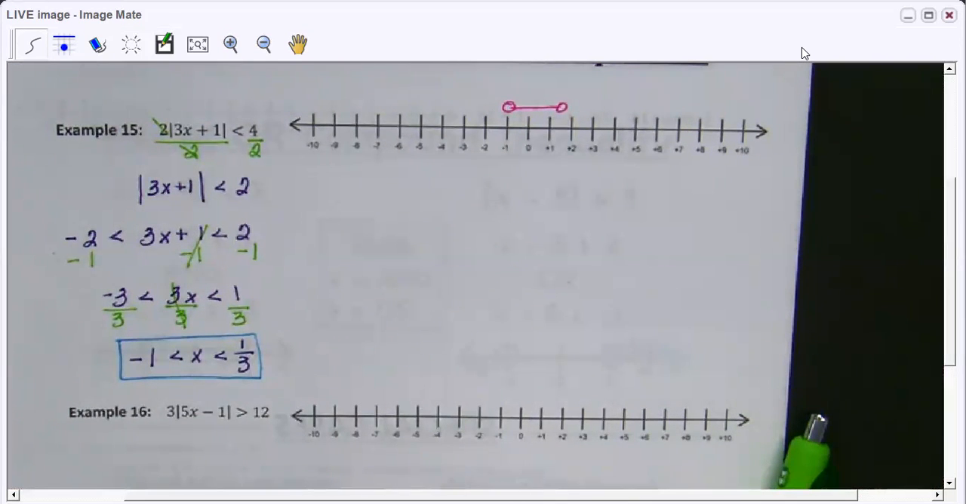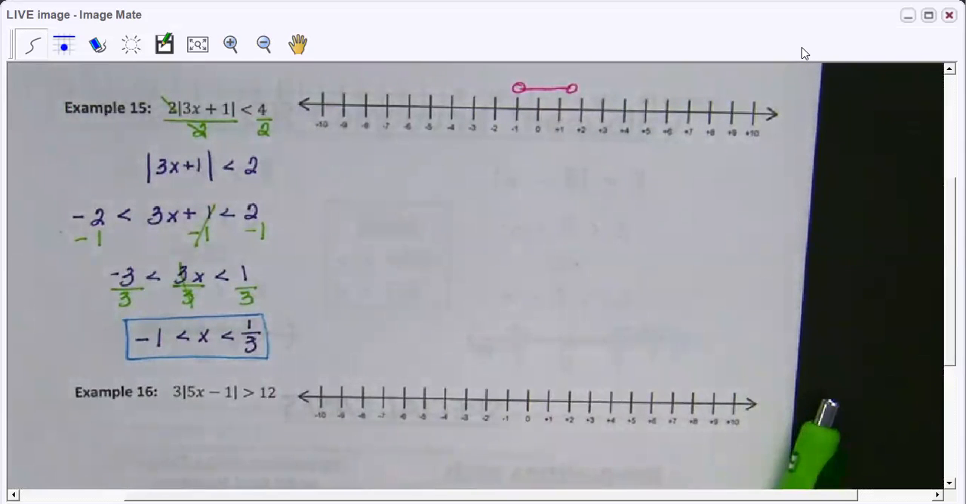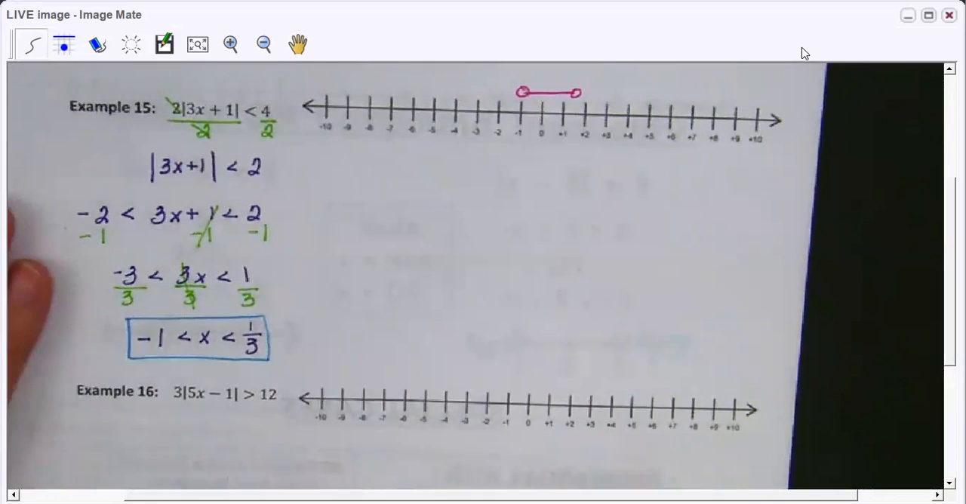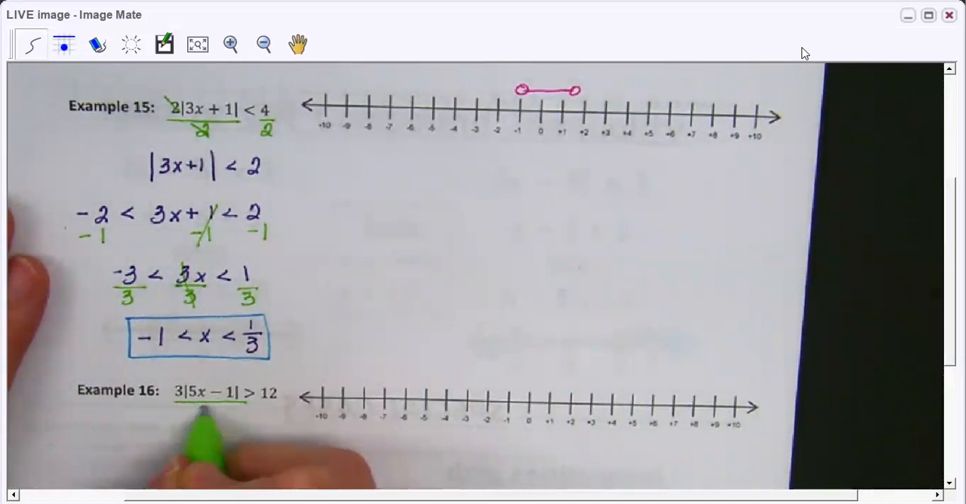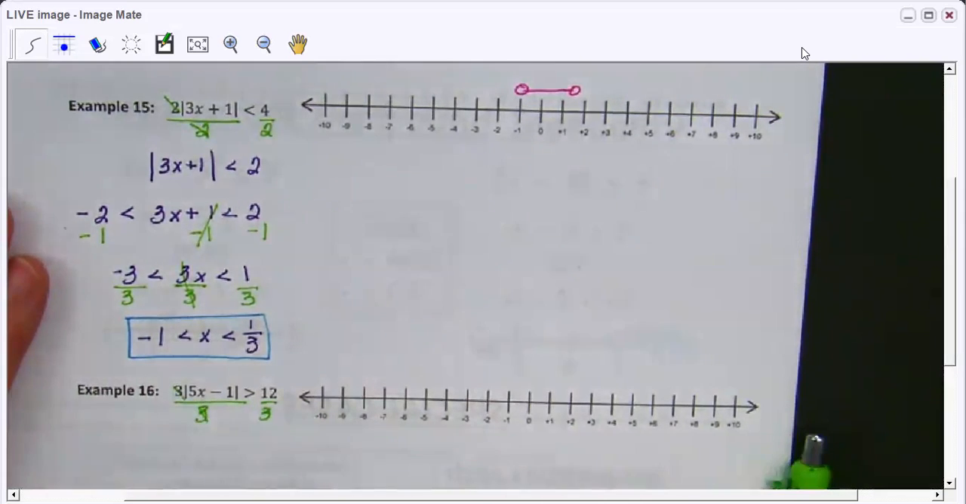Okay, the next one is the same, but it is a disjunction. Do we need to pause for just a minute? All right, so it's a disjunction, but first, before we set up that disjunction, we are going to get rid of that 3. So let's divide everything by 3. And we have the absolute value of 5x minus 1 is greater than 4.